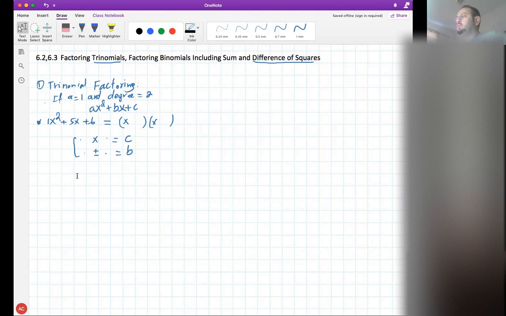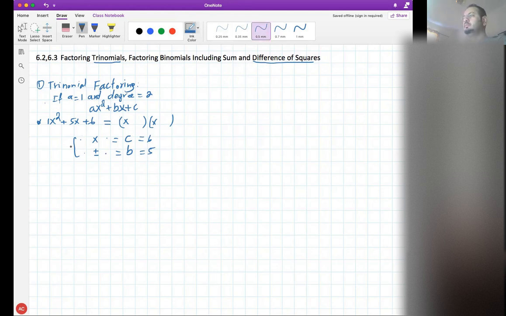So we're looking for a couple of numbers that multiply to c. In this case, c is 6. Same numbers add up or subtract to b. Okay, b here is 5. So two numbers that multiply to 6, same numbers, when we add them or subtract them, we get 5. What are the numbers that multiply to 6, and the same numbers, if we add them, we get 5? What are those numbers again?